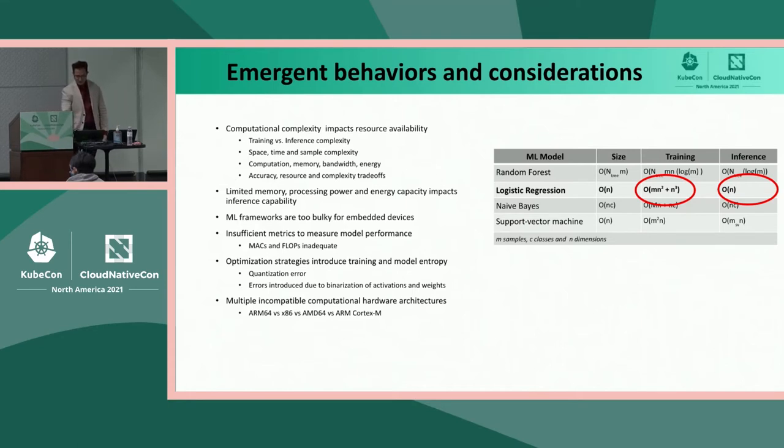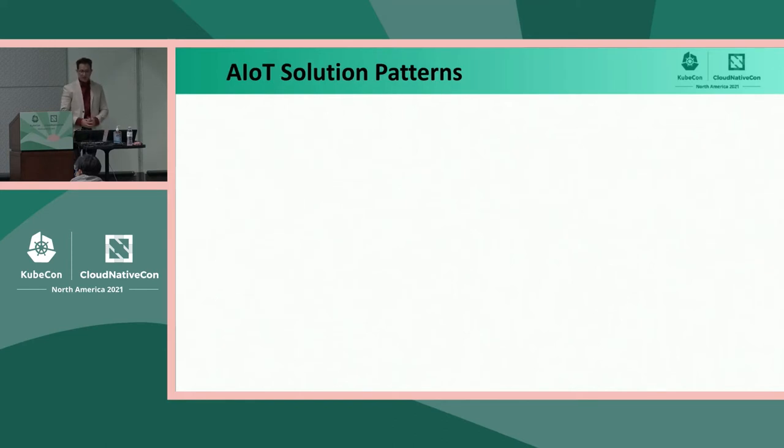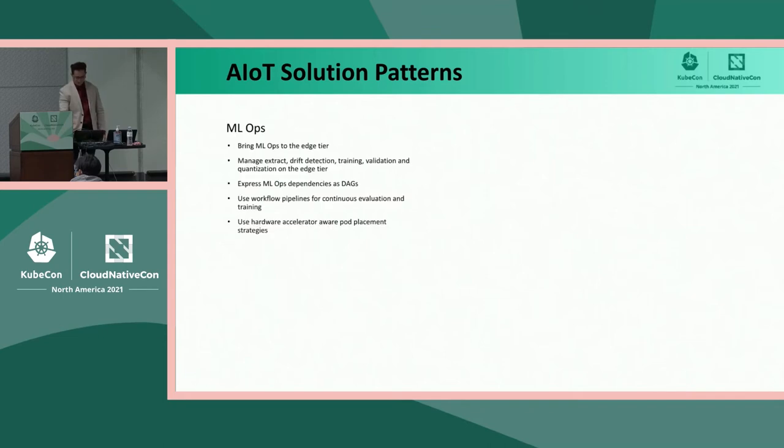My hypothesis is that the computational power on the edge devices is sufficient to run inferences. But we also have to bring the training down to the edge tier. And to do that, we have to think about the entire machine learning ops pipelines that can run on the edge tier. It is not sufficient to run the pipelines on the cloud and then wait for the downloads to happen on the edge tier. The entire pipeline should be running on the edge tier. And to do that, I uncovered some solution patterns that I'm going to talk about now.